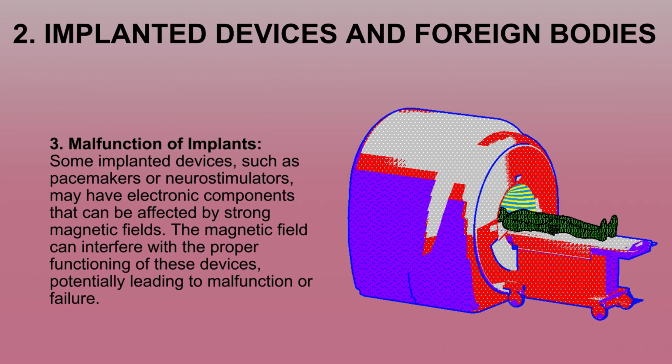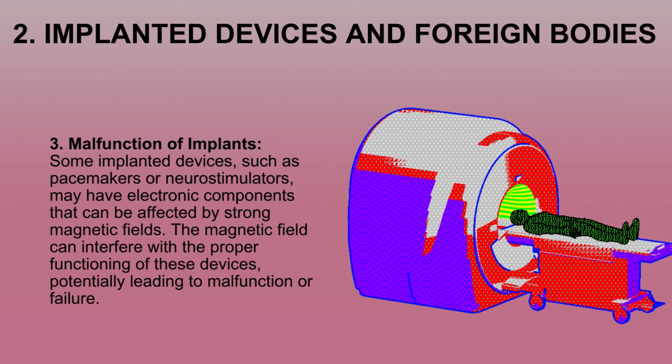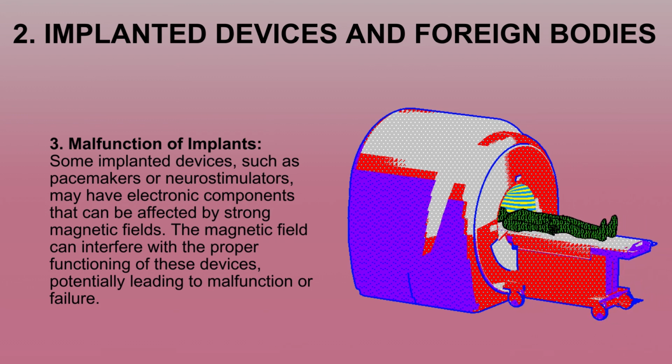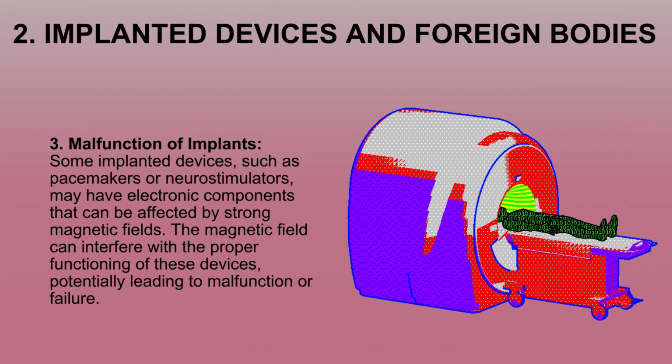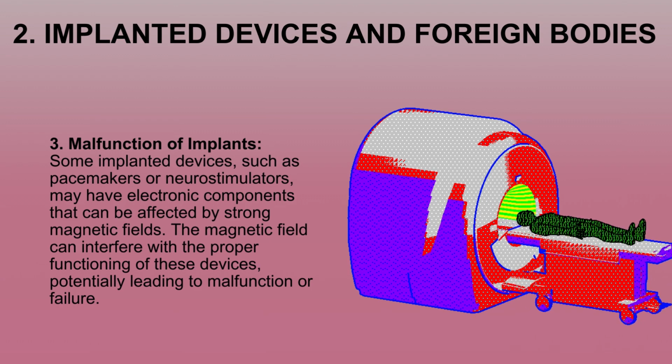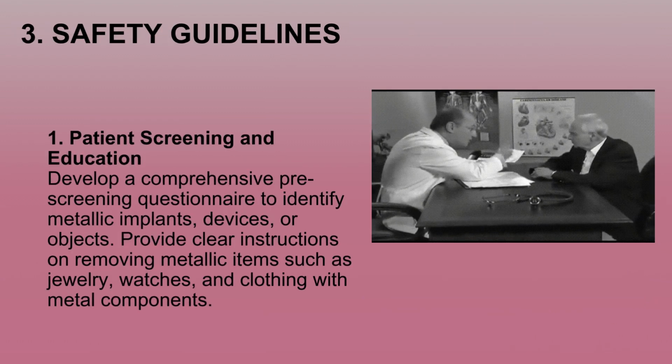Third, malfunction of implants. Some implanted devices, such as pacemakers or neurostimulators, may have electronic components that can be affected by strong magnetic fields. The magnetic field can interfere with the proper functioning of these devices, potentially leading to malfunction or failure.